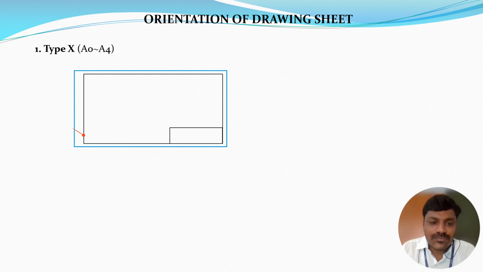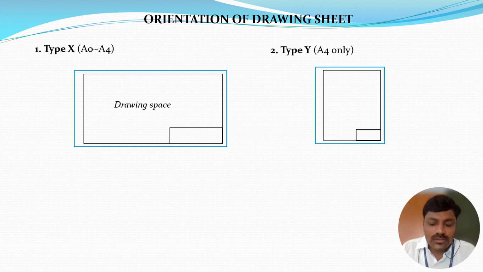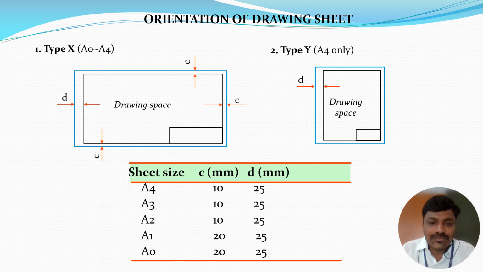Orientation. This is the orientation of the drawing sheet. This is the drawing space and title block for A0 to A4. For A4 only, this is the title block, and these are the corners where you have to draw the border shapes.